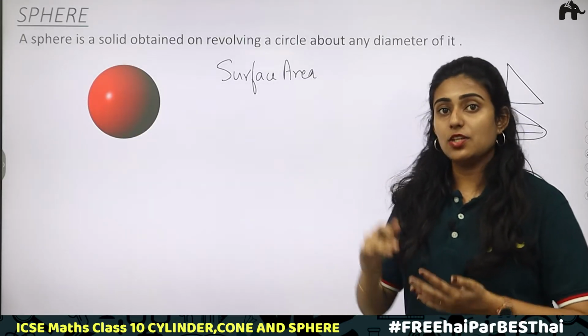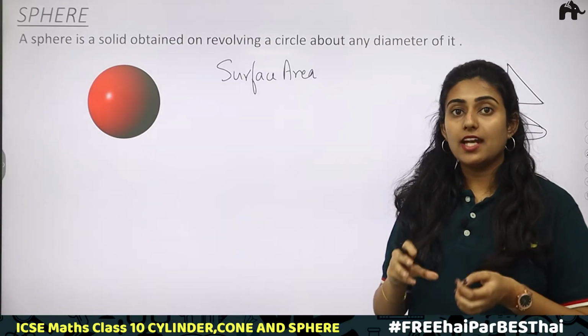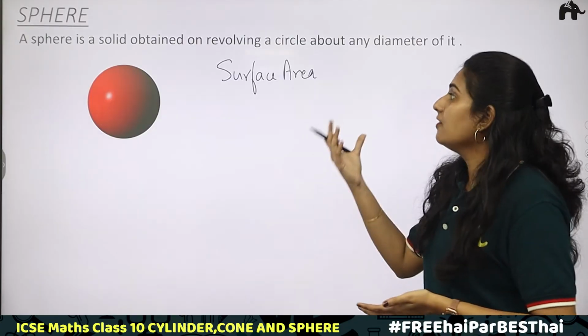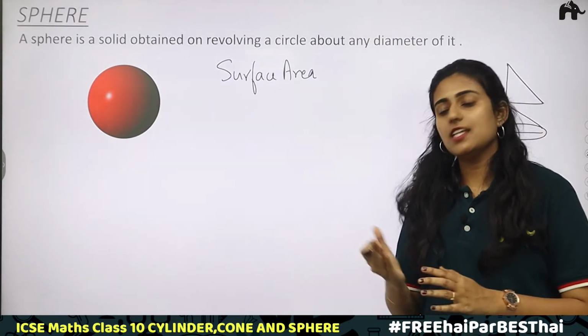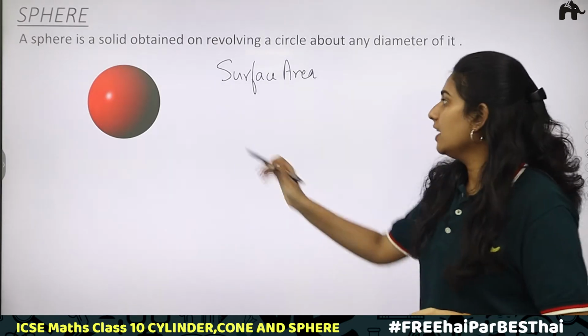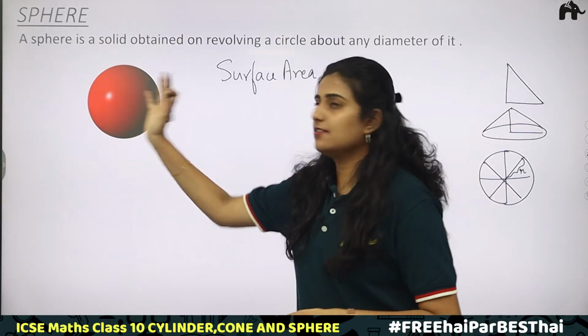In case of a cylinder, you had a base and top. To the curved surface area, you added the area of base and area of top to get the total surface area. When it was the case of a cone, you had a base. So the curved surface area plus the area of base gave us the total surface area. Here we don't have any base in case of a sphere. It is only a curved surface.